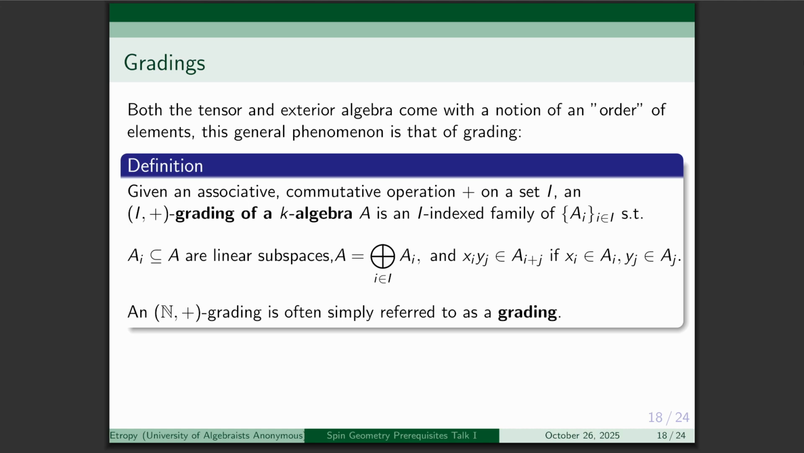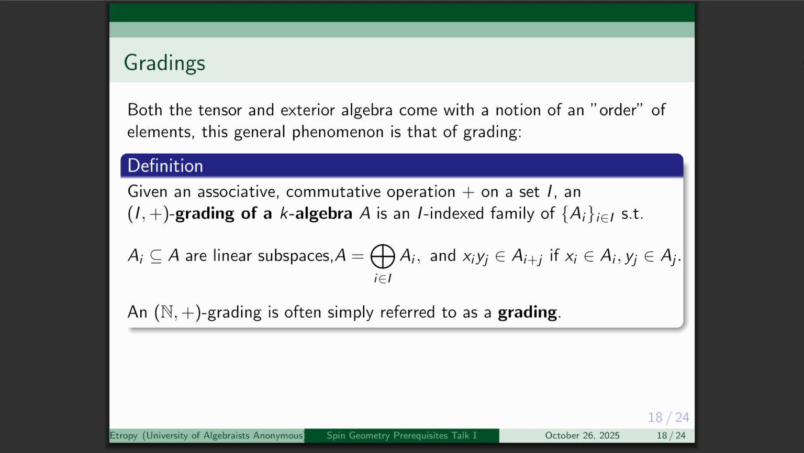So let's take this indexing set, let's say naturals, or well, just some I. Then a grading on some algebra is a direct sum decomposition into a family of linear subspaces indexed by your set, such that whenever you take an element out of the ith and the jth and take the product, it lies in the (i plus j)th of these linear subspaces. And this is where we need this binary operation.